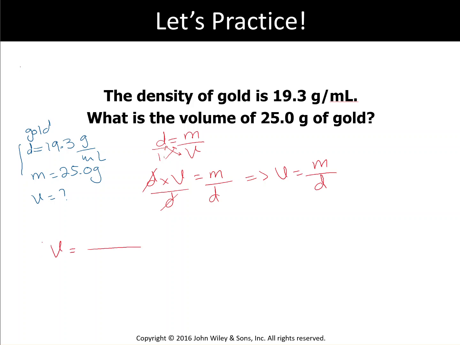So volume equals mass, which is 25 grams, divided by density, 19.3 grams per milliliter, which is 25 divided by 19.3, which is 1.26 milliliters.